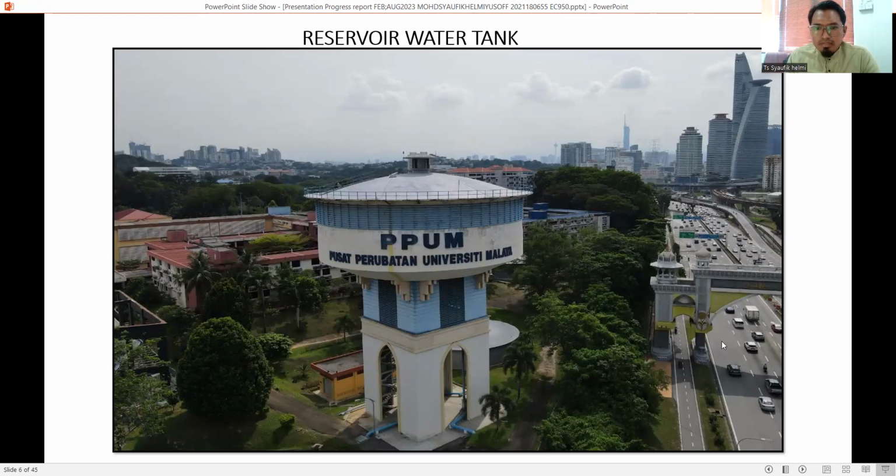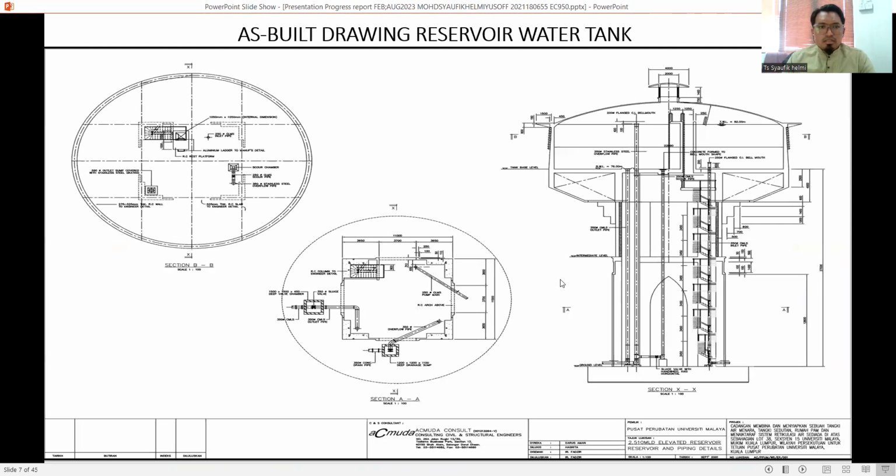So this is the overview of the reservoir water tank. Beside this federal highway is the boundary of Selangor and Kuala Lumpur. Before this boundary, beside this, is Selangor, and after this boundary was Kuala Lumpur. In this drawing, the reservoir water tank, from the ground level to the top, is 38.6 meters.